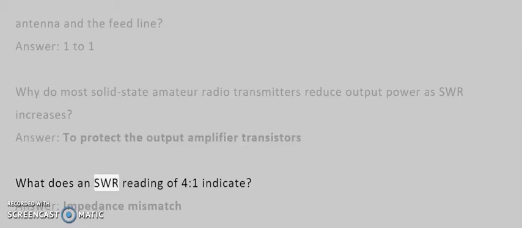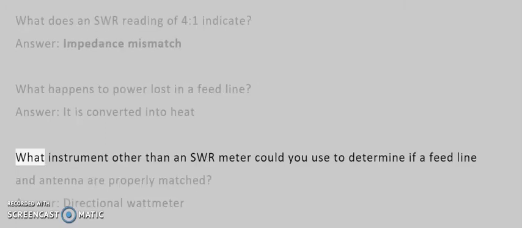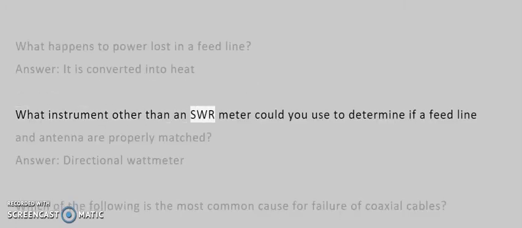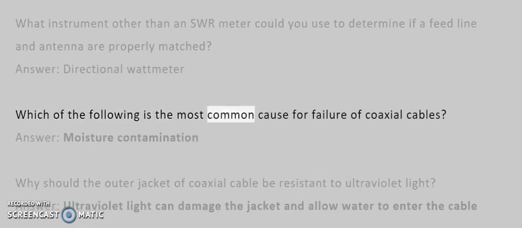What does an SWR reading of 4:1 indicate? Answer: impedance mismatch. What happens to power lost in a feed line? Answer: it is converted into heat. What instrument other than an SWR meter could you use to determine if a feed line and antenna are properly matched? Answer: directional wattmeter.